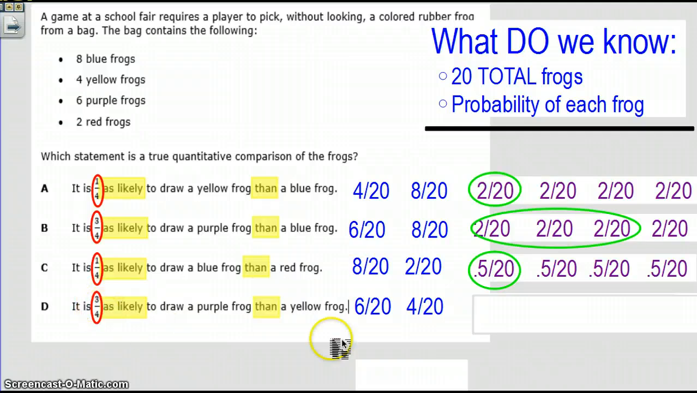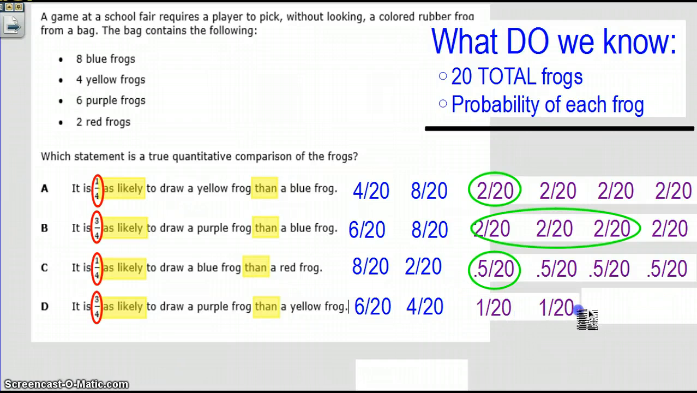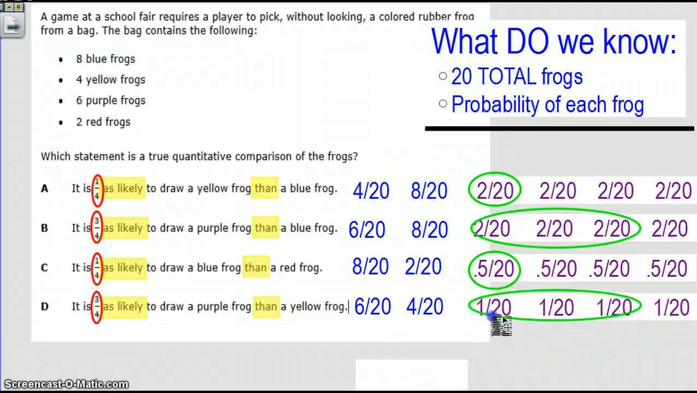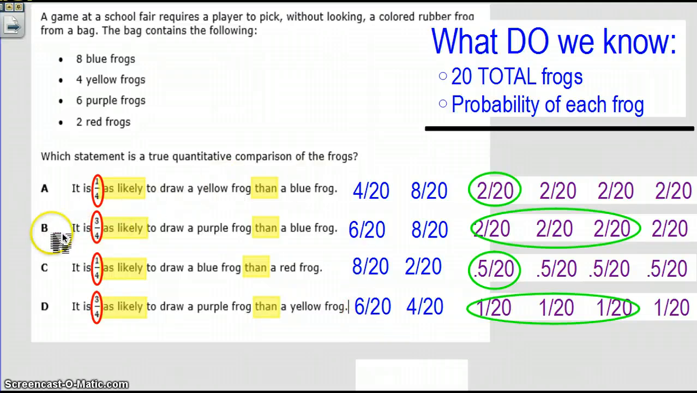3 of the 4 groups. So 4/20. If I divide that into 4 groups, what am I going to get? 1/20, 1/20, 1/20, 1/20. Well, 3 of those 4 groups, so I need to circle 3 of them. Well, 1/20 plus 1/20, that's 2/20, plus another 20th is 3/20. Uh-oh, this says 6/20. Not the same answer. So the correct answer is B.